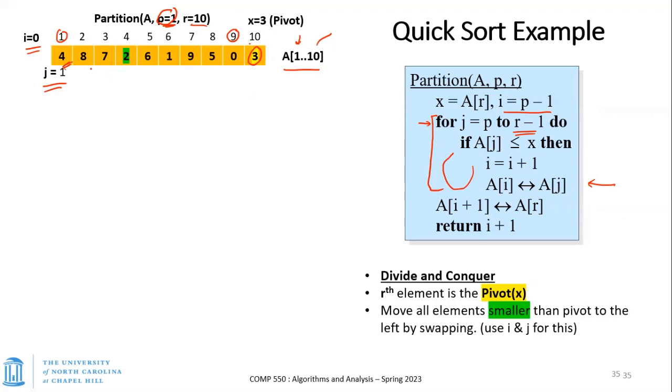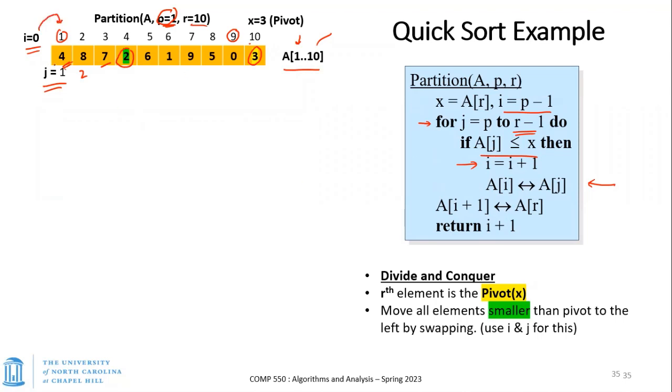So J is now going to become 2, and we're going to say, is the number 8 less than or equal to 3? No. We're going to continue on. We're going to go to 7, and that's also not less than or equal to 3. And eventually you find a number which is less than or equal to 3. In that case, A sub J is less than or equal to X, so what we're going to do is increment I. Now I is going to be incremented over here.